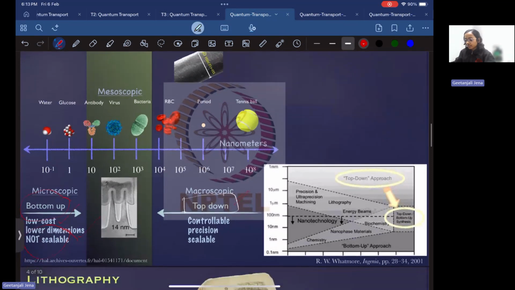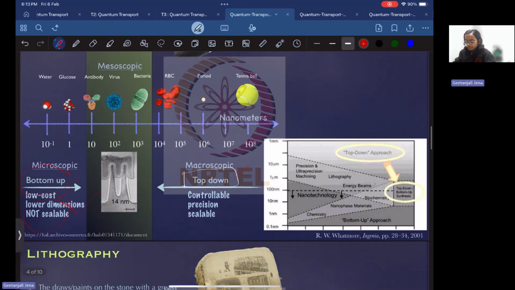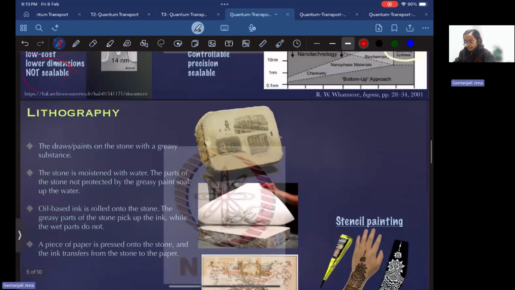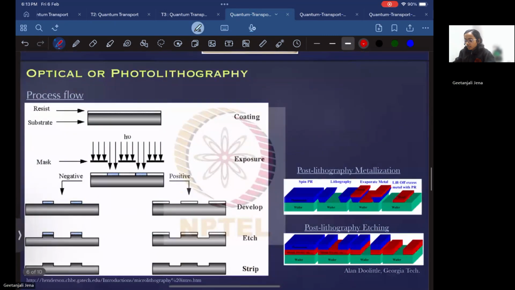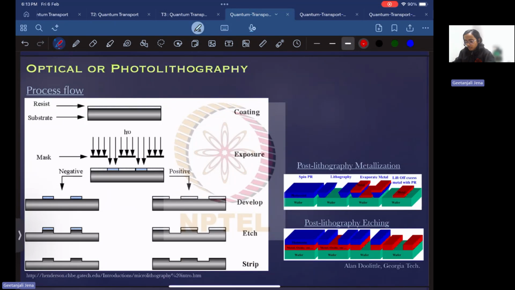Now let us look at one of the methods to design the device in which we want to see quantum transport. The most familiar technique to design our structure is photolithography. It basically uses light and a mask system to design our structure of a given dimension.